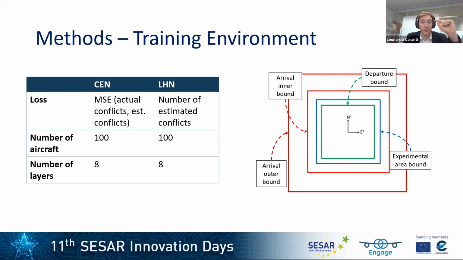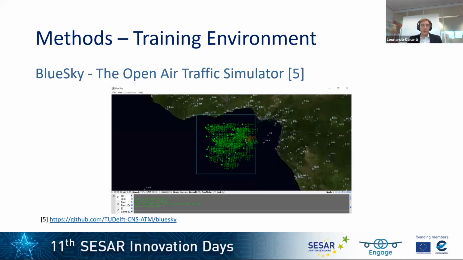For the conflict estimator network, the loss function was chosen as the mean squared error between the actual number of conflicts and the estimated number of conflicts. On the other hand, for the layer heading network, the loss was directly the number of estimated conflicts. And for both neural networks, the same number of aircraft and the same number of layers was used, merely 108 respectively.